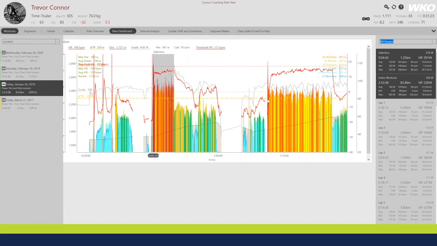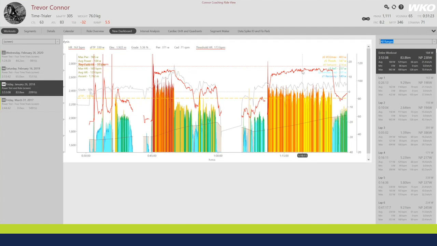Here's the 20-minute effort, and I don't even think I finished it. Yeah, I got through about 14 minutes and finally woke up and said, what am I doing here? And stopped and ended it there. But you can see I never even touched threshold heart rate. This was not a good test. And I realized it and I pulled the plug.